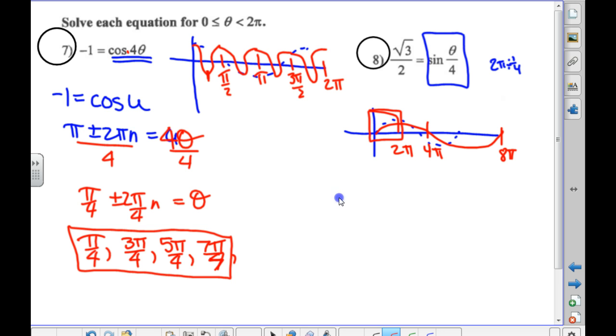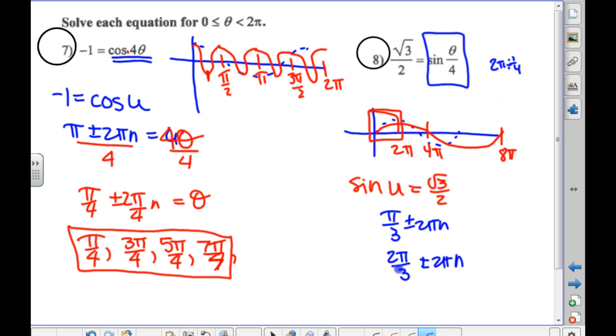Okay? All right, I'm going to start with the sine of u is square root of 3 over 2. Where is the sine square root of 3 over 2? Give me both of them. Sine is square root of 3 over 2 at pi over 3. Okay, that's what u is, but what is our theta really?